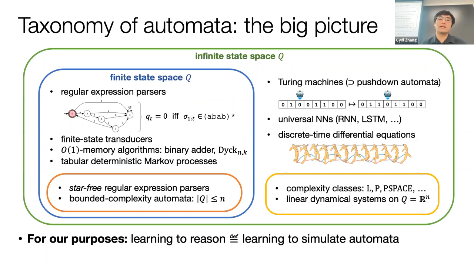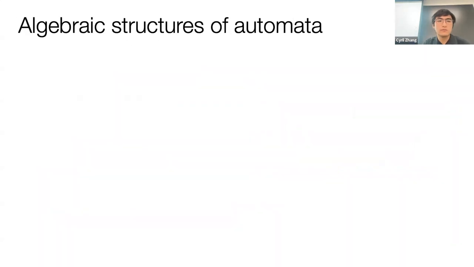Okay, so for our purposes, we can discuss philosophy later, but just to ground the technical problems that we'll be tackling in this talk, whenever I talk about reasoning, you can just substitute that word, if you don't like it, with learning to execute the sequential steps of an automaton. The motivation here is that any algorithm can be embedded in some automaton of some size, and restricted automata will give us restricted algorithms.